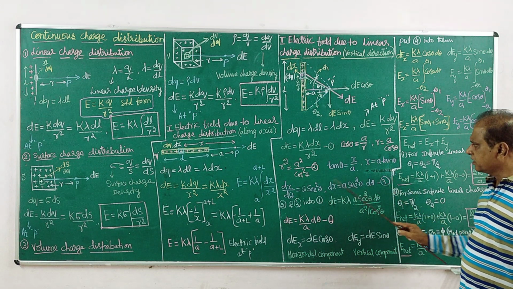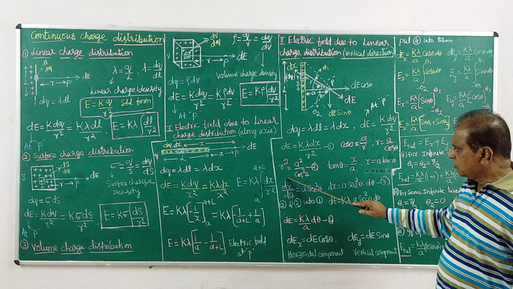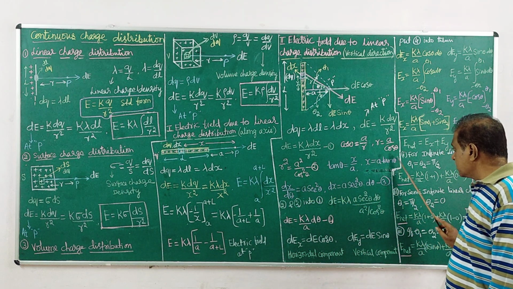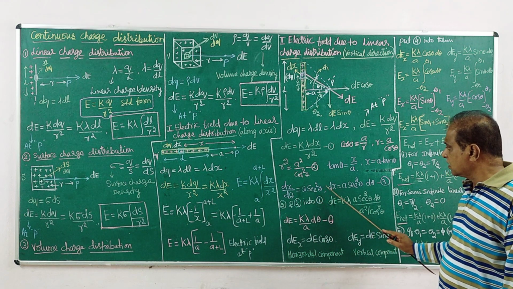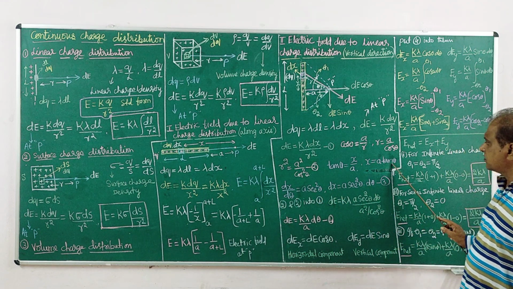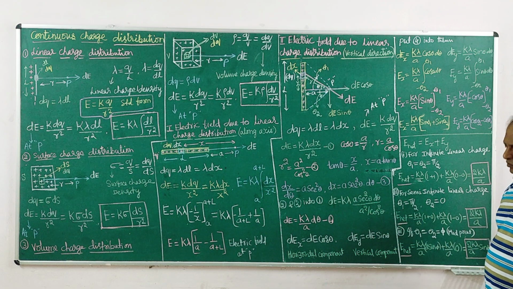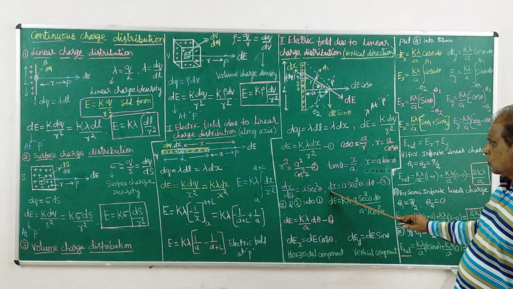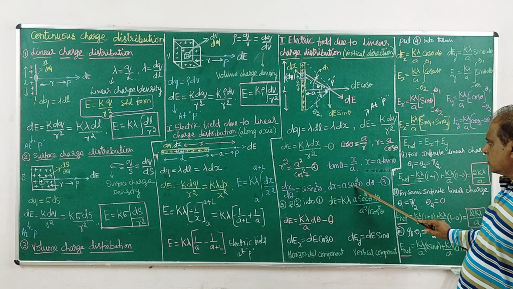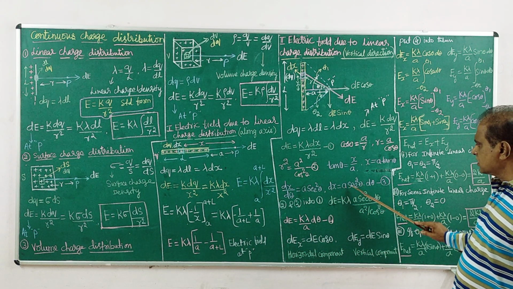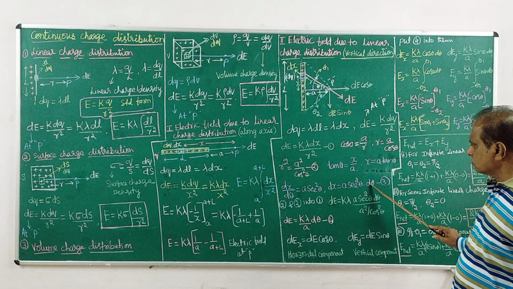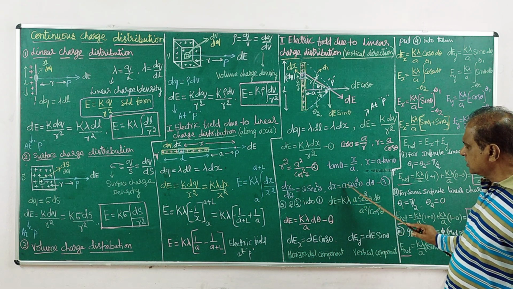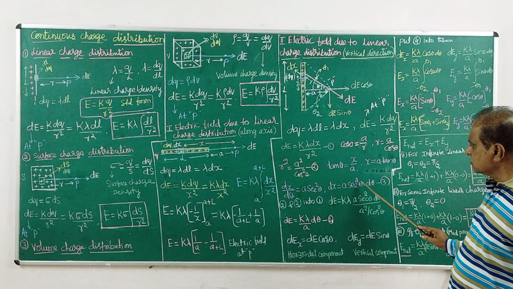What is dx by d theta? Differentiate this with respect to theta, and differentiate this also with respect to theta. That is a secant square theta. The differentiation of tan theta is secant square theta. This equation is related as dx is equal to a secant square theta d theta. Look at that. We can write dx as a secant square theta d theta. It is in terms of theta.